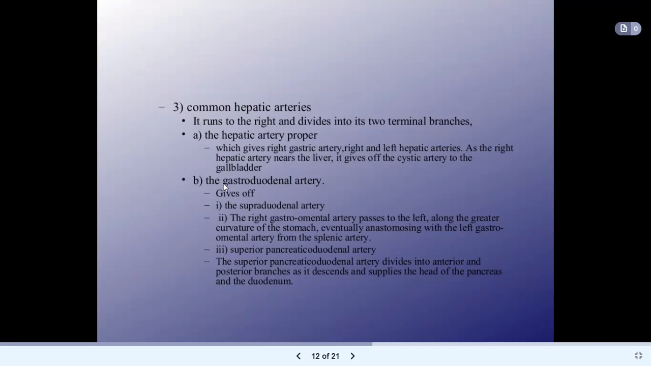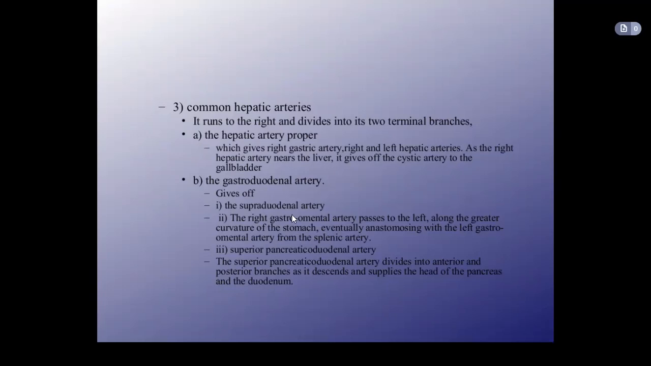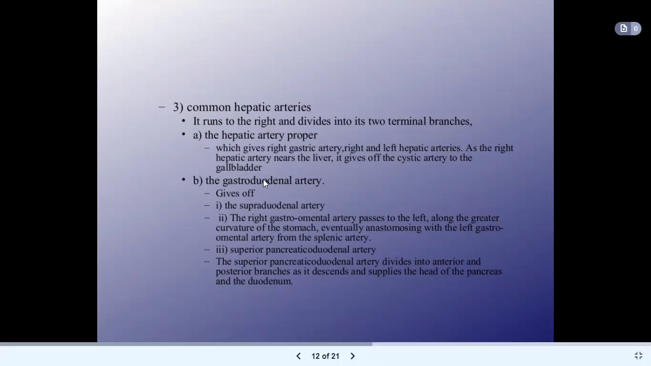Then the common hepatic artery has a second branch, which is the gastroduodenal artery. So this gives off the supraduodenal artery, going to the duodenum, and the right gastro-omental artery, which passes to the left along the greater curvature of the stomach. Remember, we said that the greater curvature is supplied by the right gastro-omental and the left gastro-omental. Left gastro-omental is coming from the splenic artery, but the right gastro-omental is coming from the gastroduodenal artery, which is a branch of the common hepatic artery. But all of them are still coming from the celiac trunk.